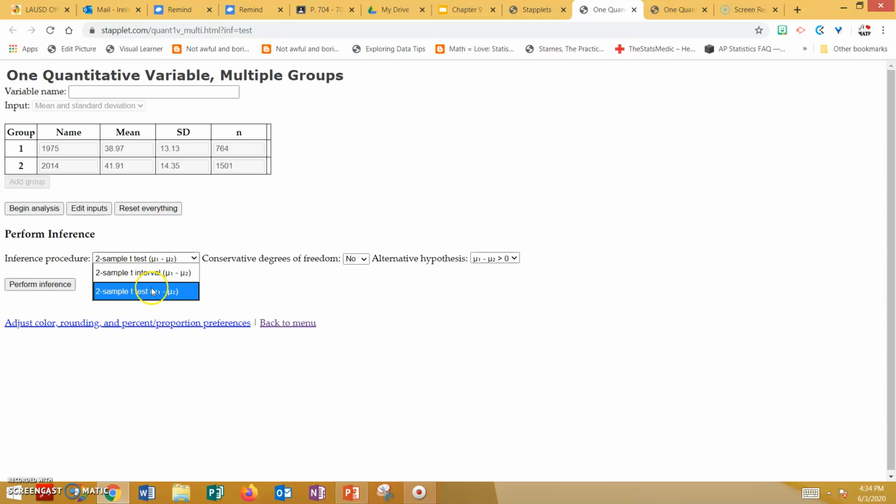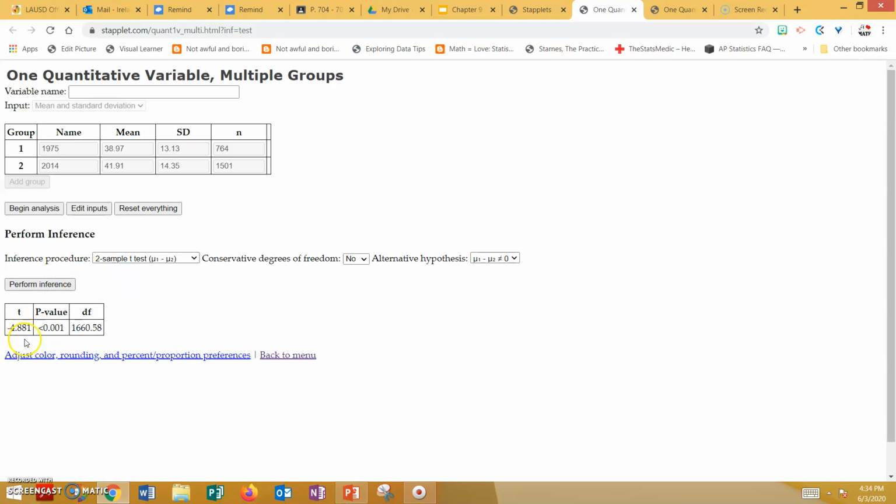Yesterday was an interval, today it's a test. No to the conservative degrees of freedom. The alternative hypothesis is a two-tailed, two-sided, not equal to test here. Perform inference, and what you'll see is a test statistic of negative 4.881 and a p-value of 0.001. There go the degrees of freedom.